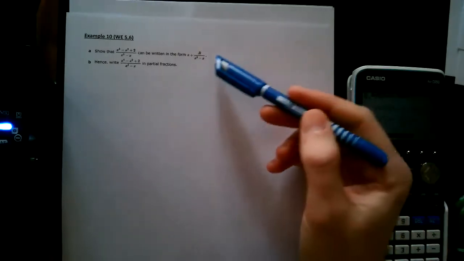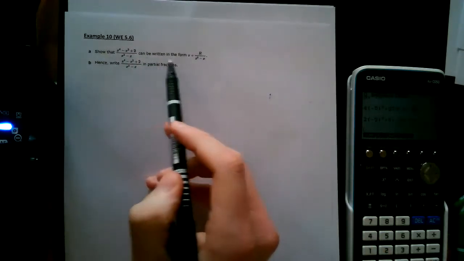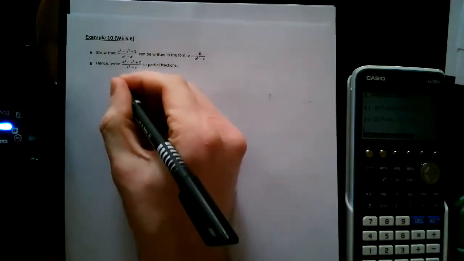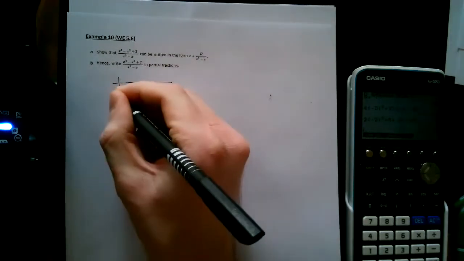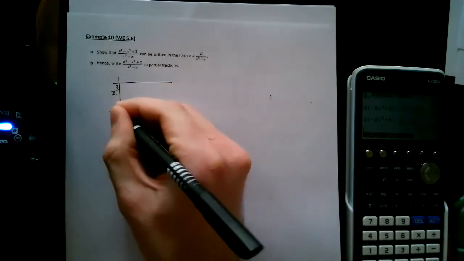Okay, so have a look at this one yourself. This bit here is a cubed. We're dividing by x cubed minus x. So the first thing I'm going to do is show that it can be written in that form. So that means divide. I'm going to divide by x cubed minus x.